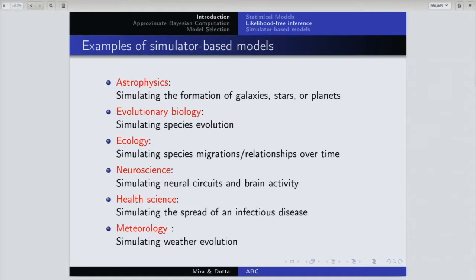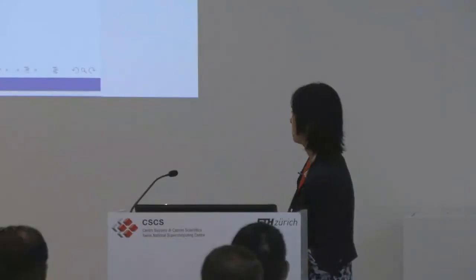Now, there are very many examples of this type of simulator-based or generative models. For example, in astrophysics, scientists know how to simulate the formation of galaxies, stars, or planets. This is something they know very well how to do. Also, in evolutionary biology, biologists know how to simulate species evolution. They know the mechanisms that govern species evolution.